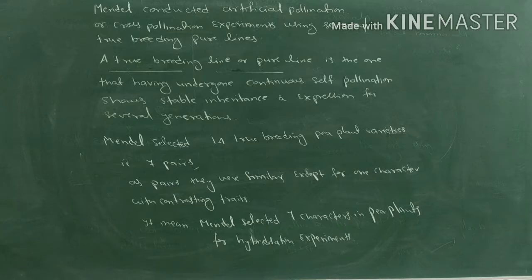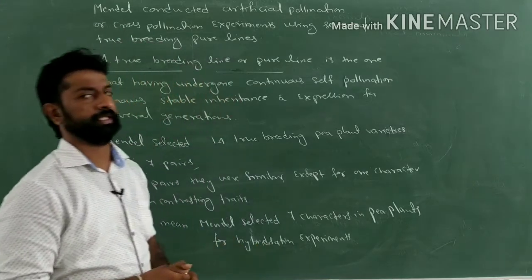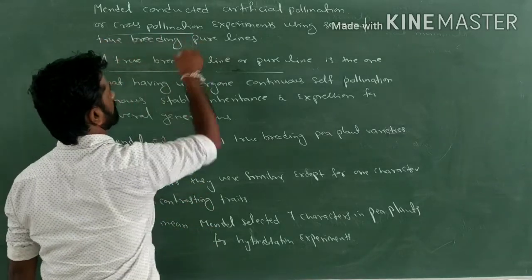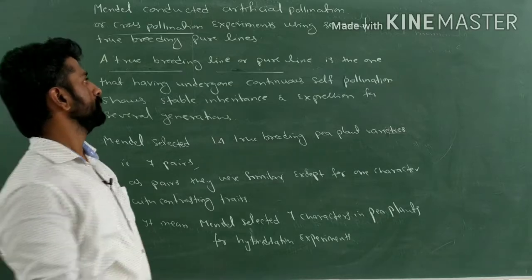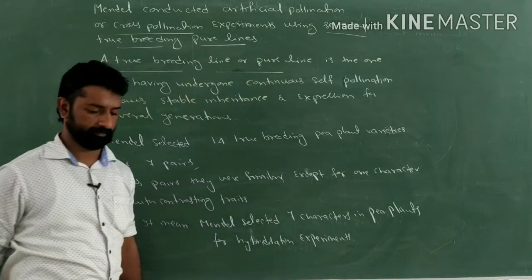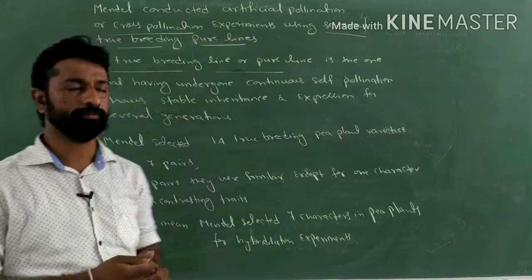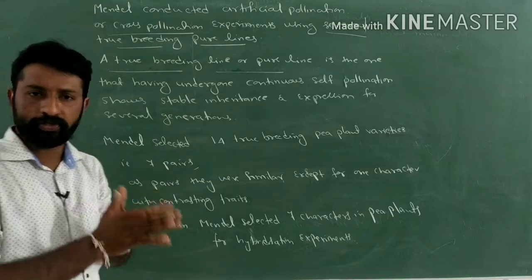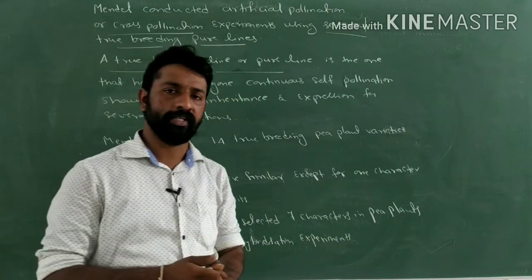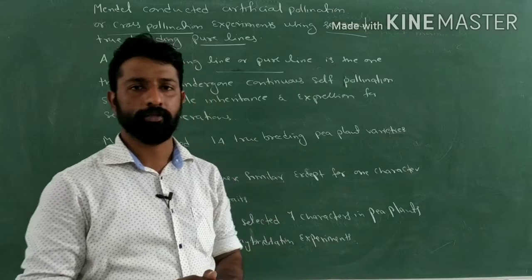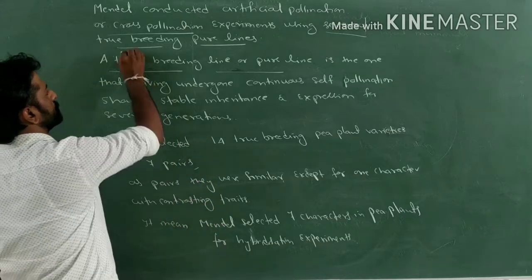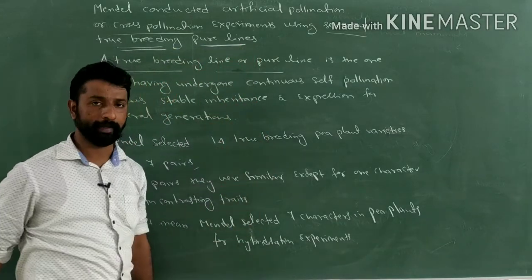So, Mendel conducted artificial pollination or cross pollination in the pea plants using several true breeding or pure lines. Why I have underlined that: Mendel carried out the hybridization experiments, or the cross pollination experiments, over the pea plant. So what he considered for that cross means he used several true breeding pure lines in pea plants.